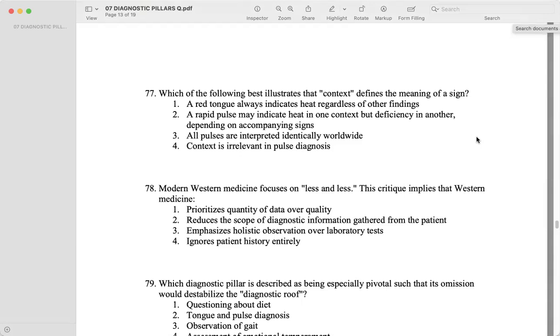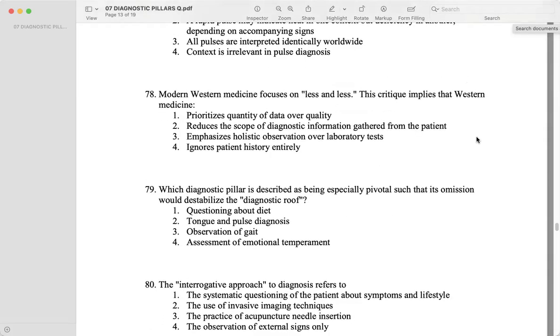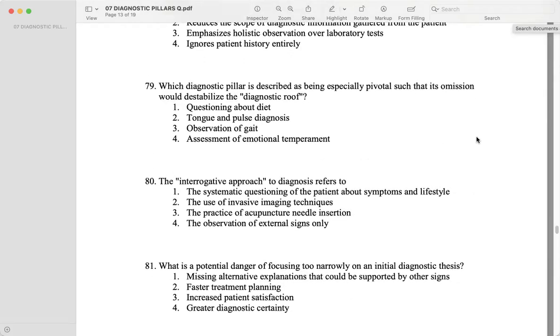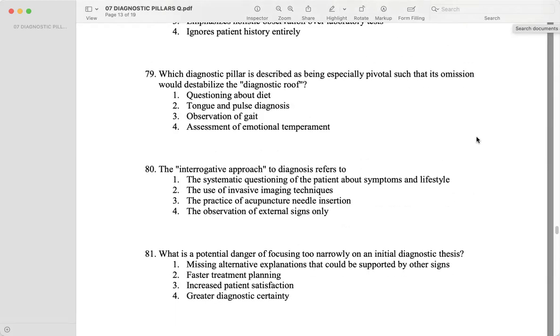And we all know that we have such a thing as empty heat, right? And we have excessive yang, no? Modern Western medicine focuses on less and less. This critique implies that Western medicine reduces the scope of diagnostic information gathered from the patient. That's why you spend more, di ba?